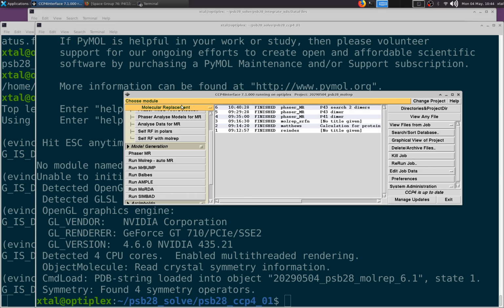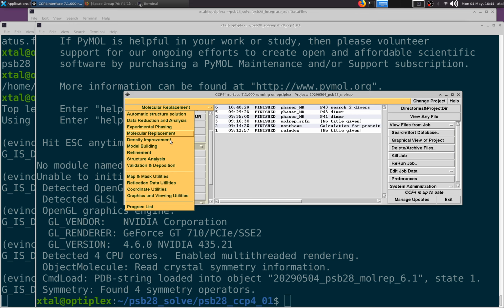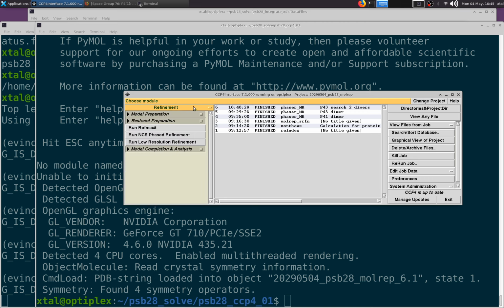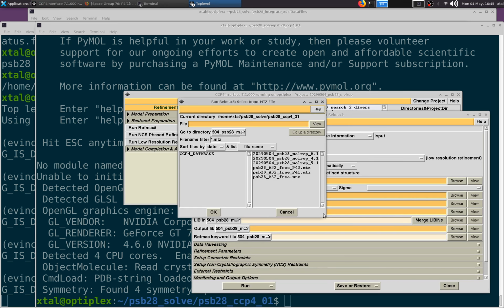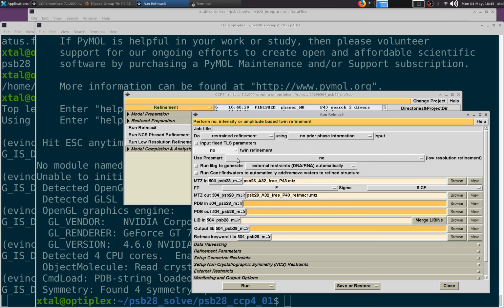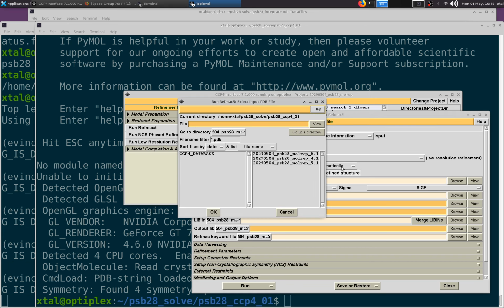One thing one could do is immediately delete bits that look wrong in the density and then refine it, or do a round of refinement immediately. I think I will just do a round of refinement immediately. So we should see the R factor drop. So our structure factors we're refining against are the P43, and our PDB in is our molecular replacement solution with the 2 dimers.